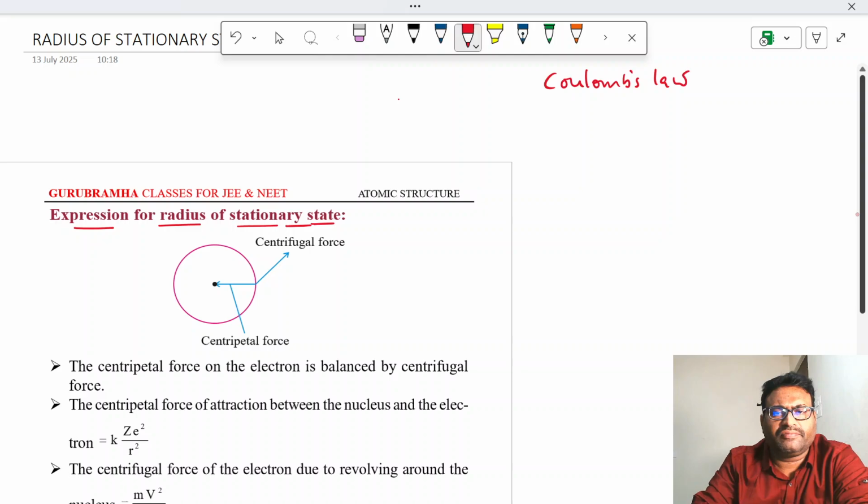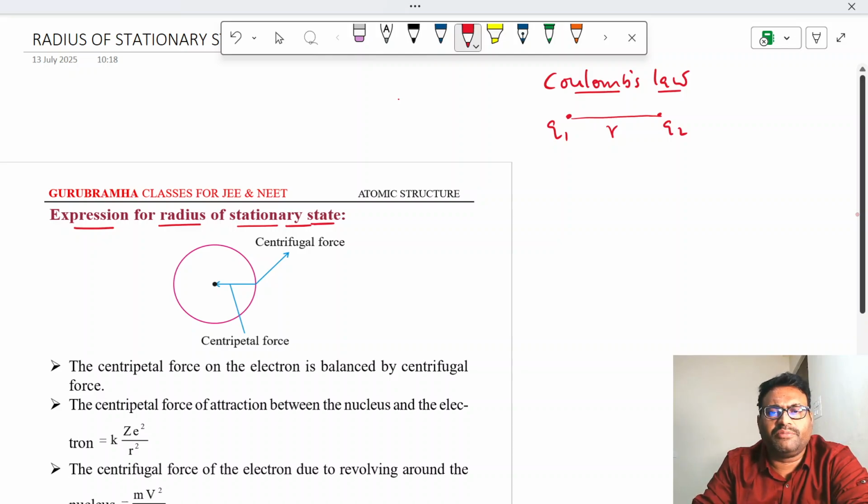Coulomb's law. So what is it according to Coulomb's law? When two charges, Q1 and Q2, for example, are separated by distance r, then the force of attraction between them is given by F is equal to 1 by 4 pi epsilon naught into Q1 Q2 by r square. So this is the formula to calculate the force between those two charges.